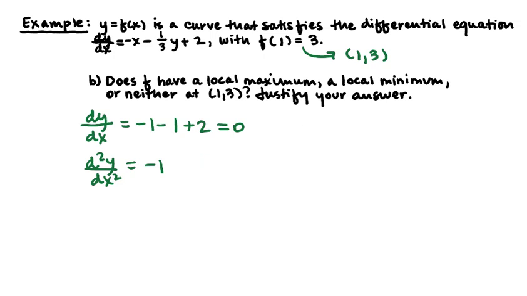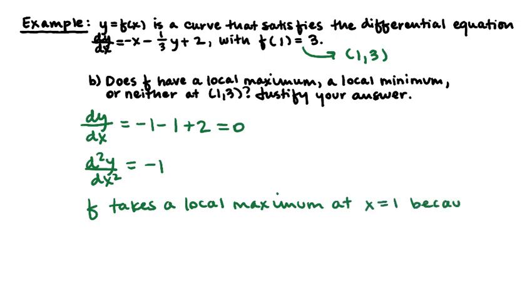That is not sufficient justification. You need to use a sentence. Right? So I'm going to say, you know, f takes a local maximum at x equals 1 because f prime of 1 equals 0 and f double prime of 1 is less than 0.